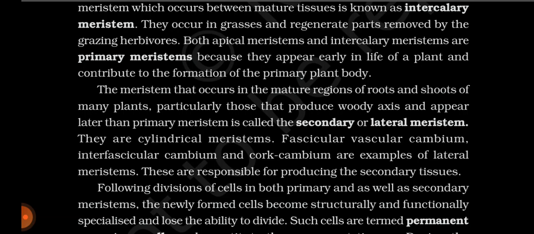The meristems that occur in the mature region of roots and shoots of many plants, particularly those that produce woody axis, and appear later than primary meristem, are called secondary or lateral meristem. They are cylindrical meristems. Fascicular vascular cambium, interfascicular cambium, and cork cambium are examples of lateral meristem. These are responsible for producing secondary tissue.